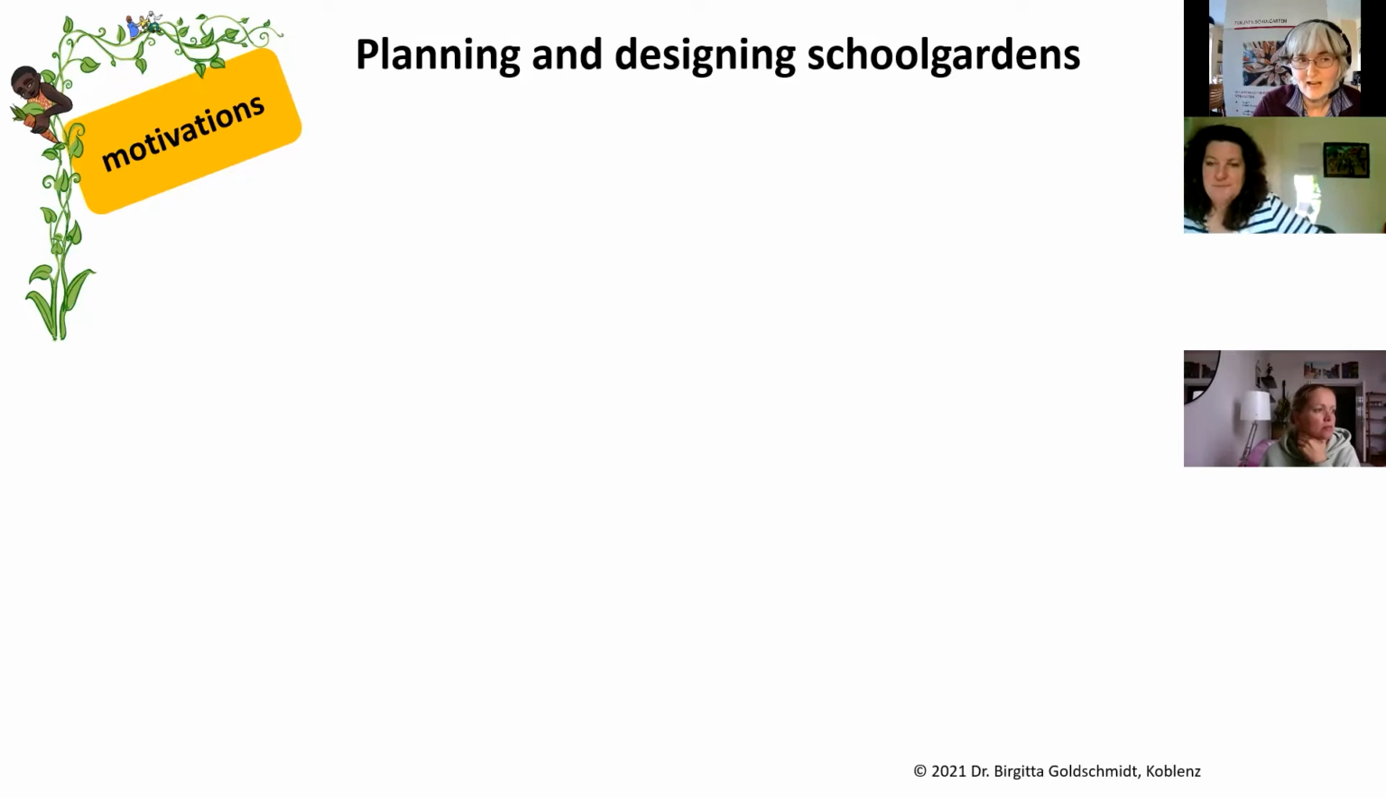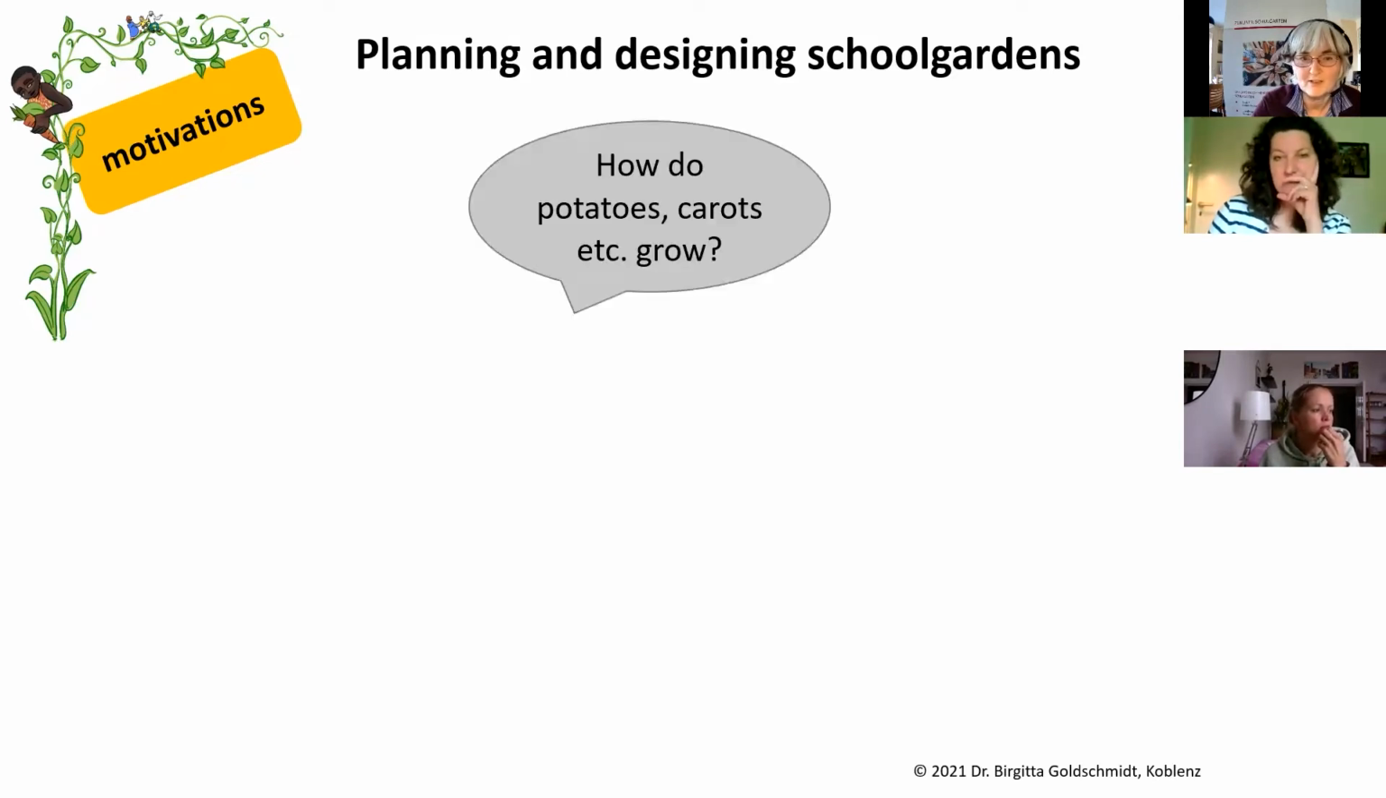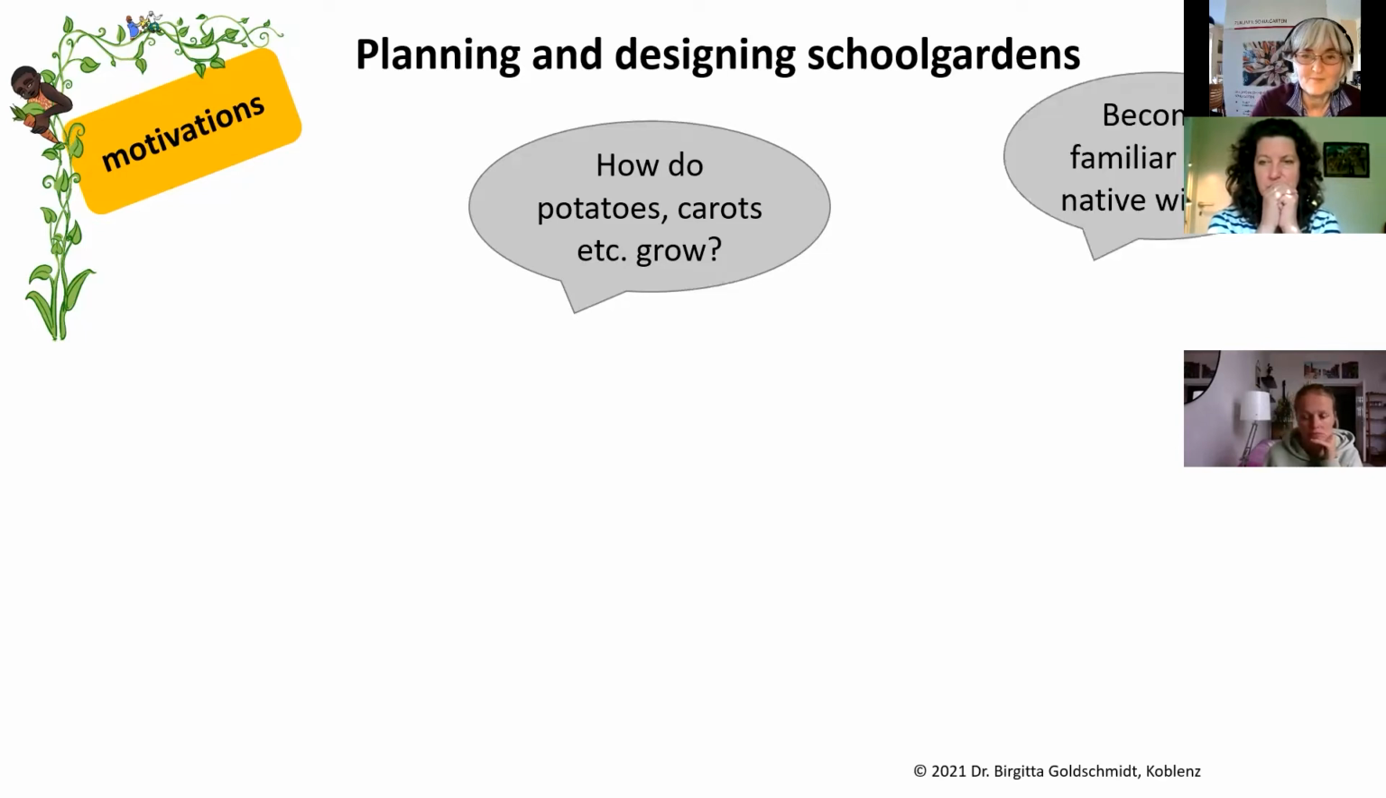The second thing we have to consider is our motivations. Why do we want to have a garden? Perhaps we want our children to learn how potatoes, carrots, etc. grow, because they don't know it yet, and even the parent generation sometimes doesn't know how they grow. Perhaps we want to.